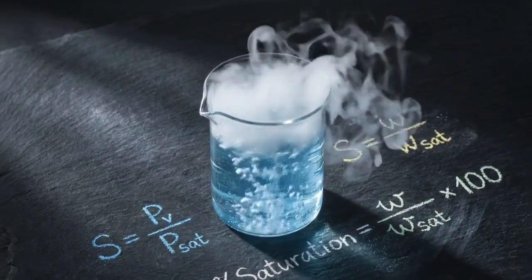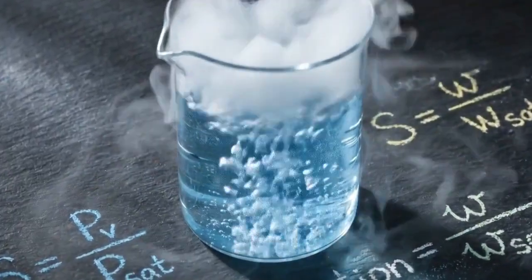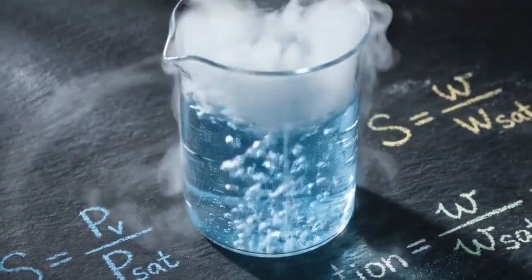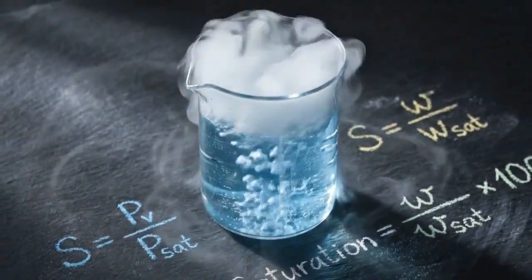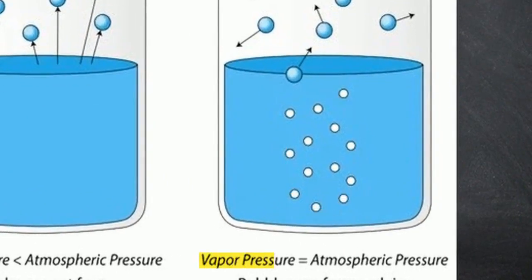To understand those phase changes, we have to define saturation. Saturation is the condition inside the evaporator and condenser coils where liquid and vapor exist simultaneously. This diagram compares evaporation to boiling. Liquids at saturation are full of kinetic energy. They have reached their boiling point, where their internal vapor pressure equals the surrounding atmospheric pressure.